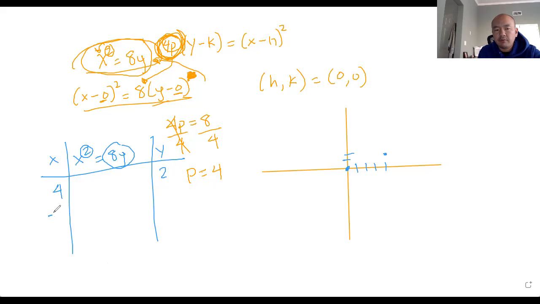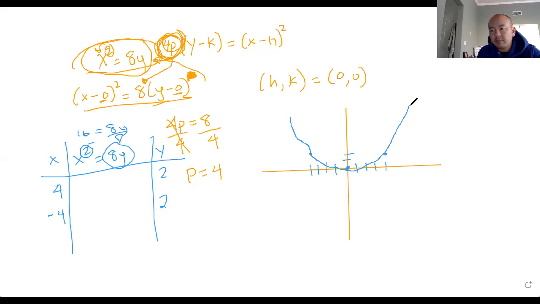And if we did -4, it would also be 2, right? Because -4 squared is positive 16. 16 equals 8y, divided by 8, so it's 2. So it'll be -1, 2, 3, 4. So this is going back to algebra 2, where you had to graph parabolas. Okay, and so this is something like this.